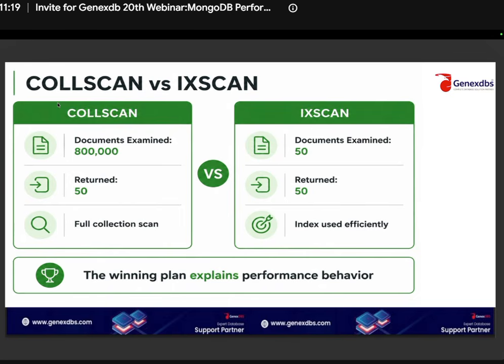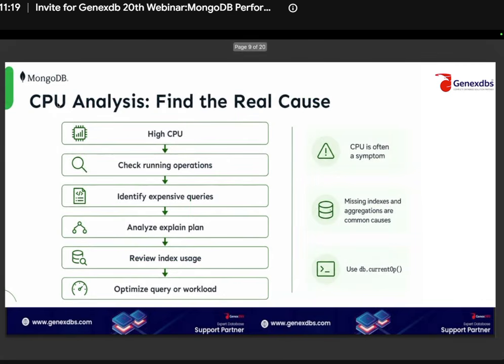Understanding the slow query metrics will tell us that the problem exists, but the execution statistics will tell us why the problem exists. Then CPU analysis, finding the real root cause. High CPU utilization is also one of the most common production alerts.